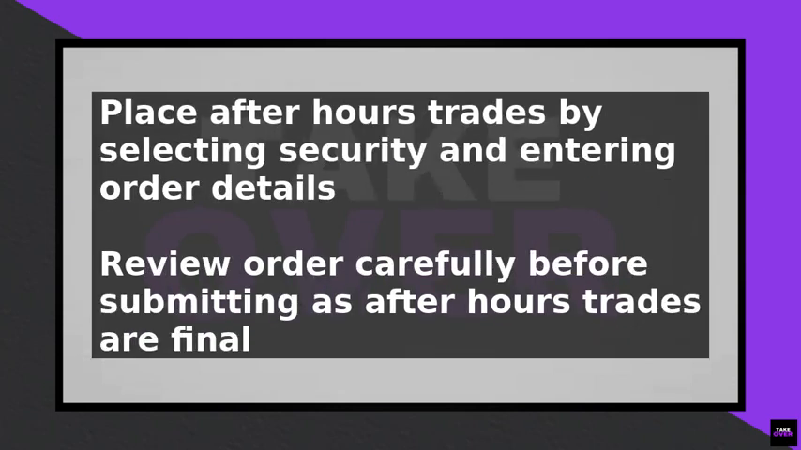In conclusion, enabling after-hours trading on Webull is a straightforward process that requires you to log into your account, navigate to the settings, and enable the after-hours trading option. Always make sure to read and understand the terms and conditions, and be aware of the risks involved in after-hours trading. By following these steps and being mindful of the risks, you can take advantage of after-hours trading on Webull and make informed investment decisions.